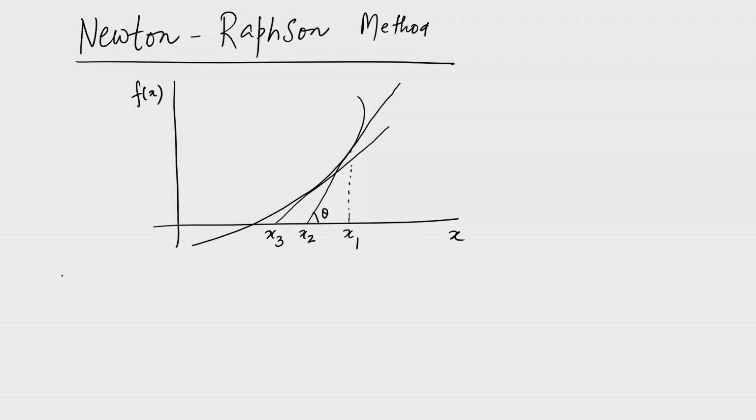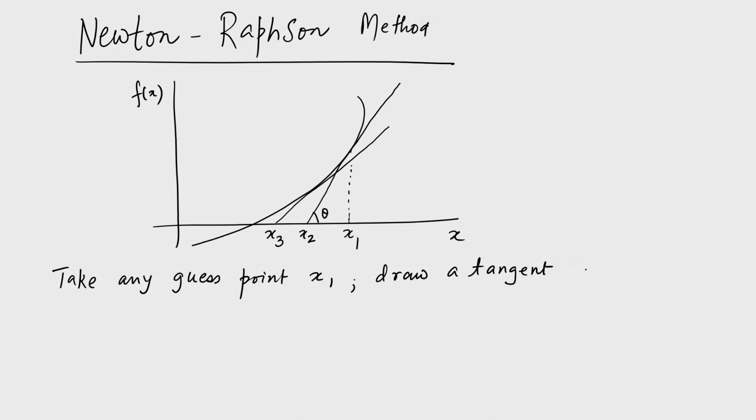So, I am writing it for your convenience: take any point, let us call it a guess point x 1, that is a value of x, then draw a tangent at x 1, and let it intersect the x axis at x equal to x 2.